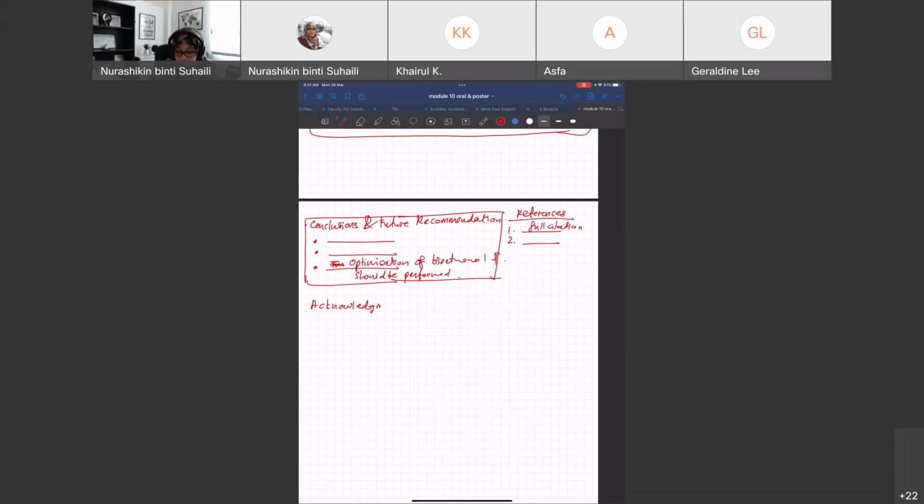Acknowledgements. For this one you don't need to write the sentence 'you would like to thank'. That one also can, but if you just put the names of the bodies, let's say the research is supported by the Ministry of Education, for example. So I just put it like this, by points, just list it down. Maybe UNIMAS, or maybe a specific person or institution. You can just list it down like that. So it would save lots of space. Acknowledgement, I think that's it.